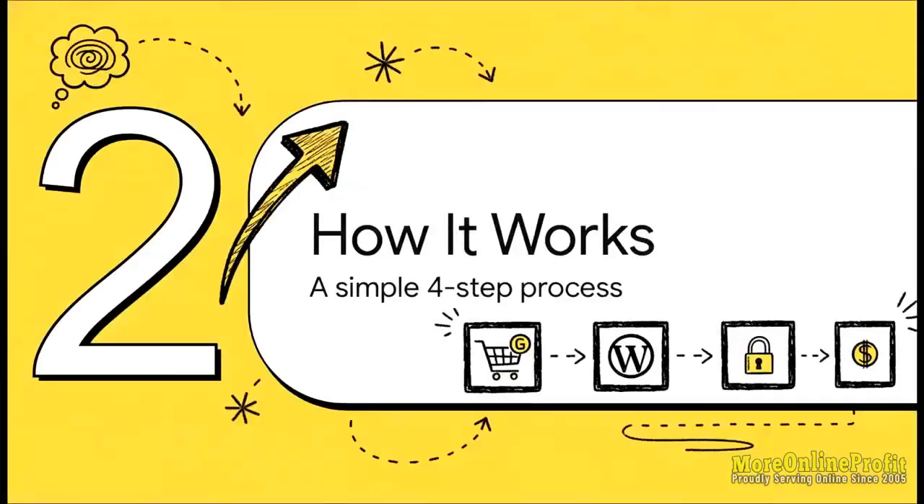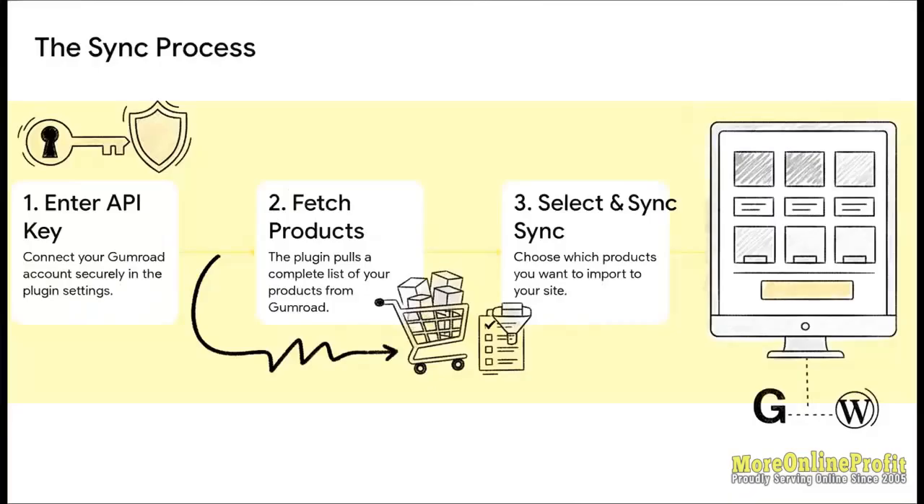Now, you might be thinking, this sounds kind of complicated or maybe a little technical, but honestly, it's surprisingly simple. The whole thing really just breaks down into 4 really straightforward steps. Okay, so first, you connect your Gumroad account using a secure API key. Think of it like a secret handshake that lets the two platforms talk to each other. Second, you just click a button and it fetches your entire product list. Third, you get to pick and choose exactly which products you want to sync over. And finally, boom, they appear on your site as native content, complete with Buy on Gumroad buttons.